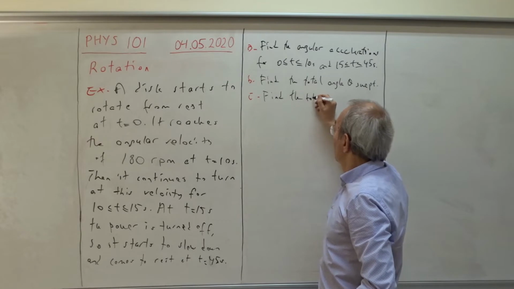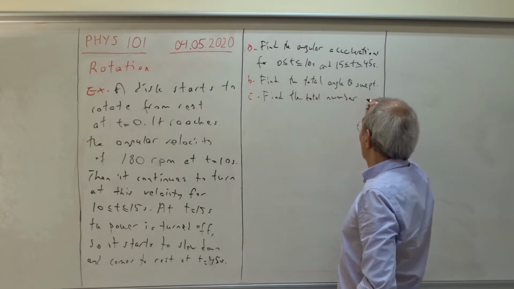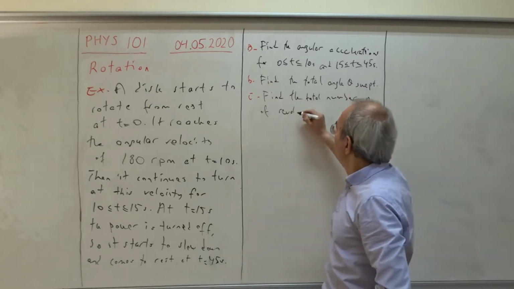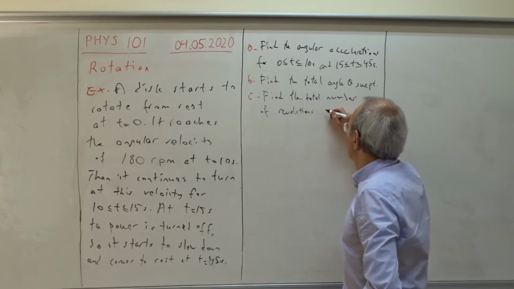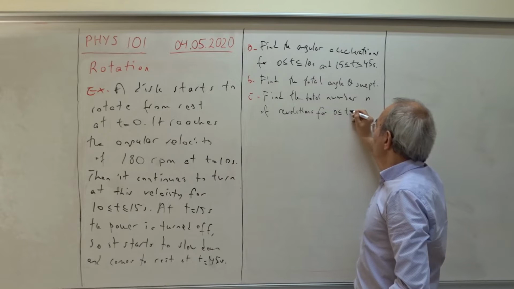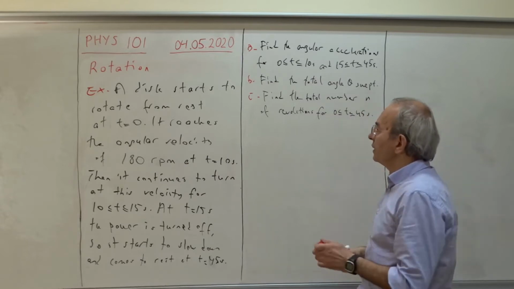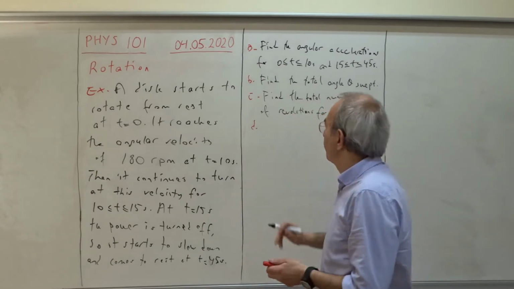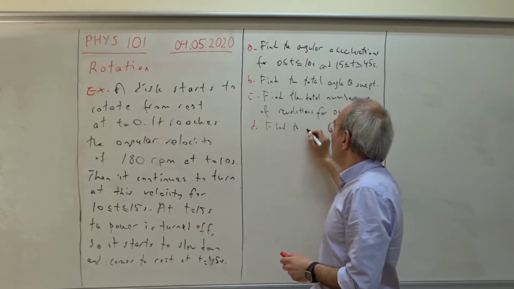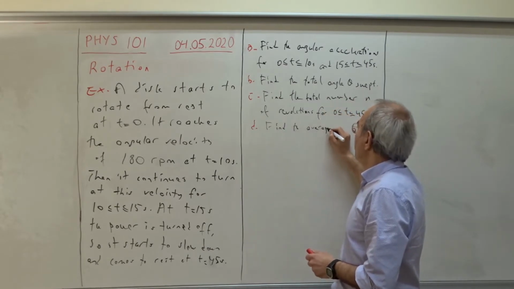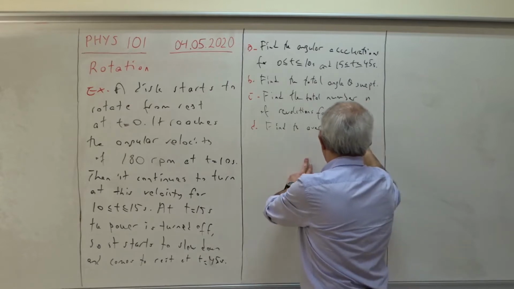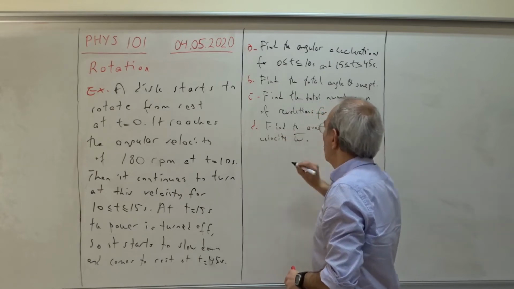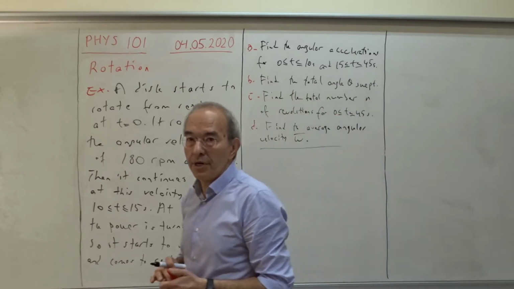Find the total number n of revolutions during the whole period for 0 to 45 seconds, and let's add this last part. Find the average angular velocity omega bar. Let's say just these parts.